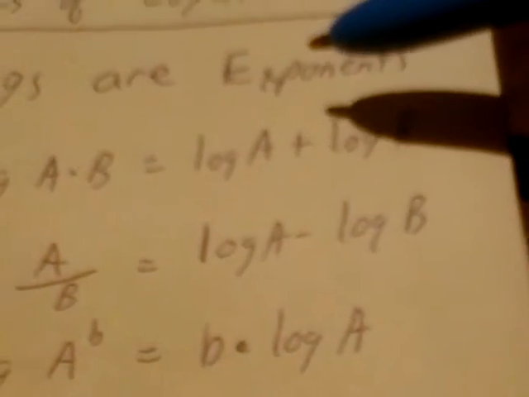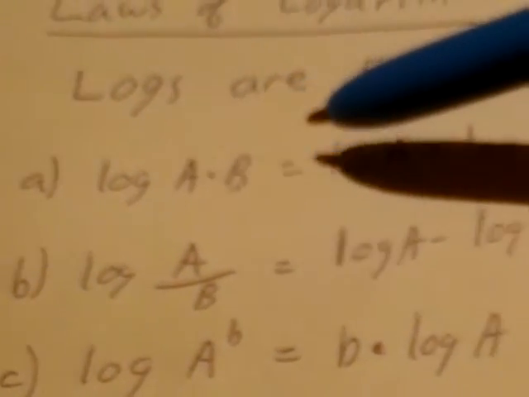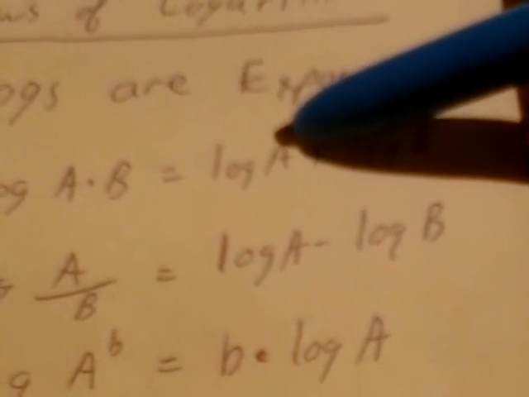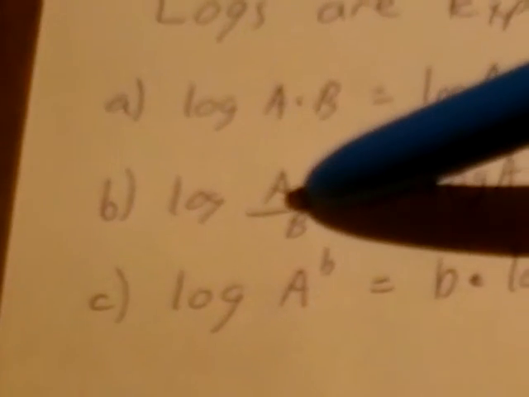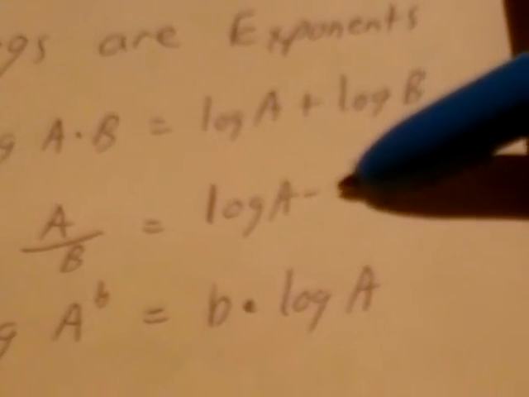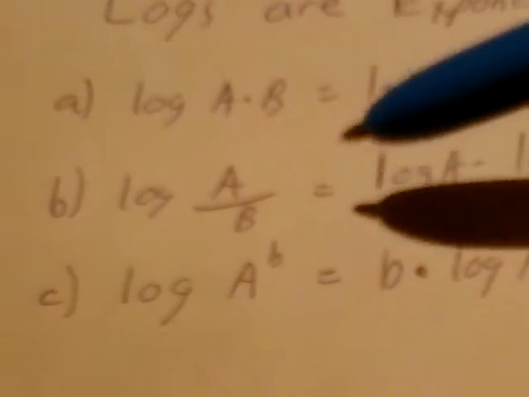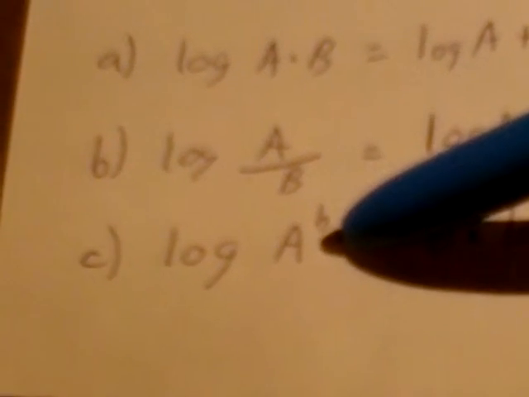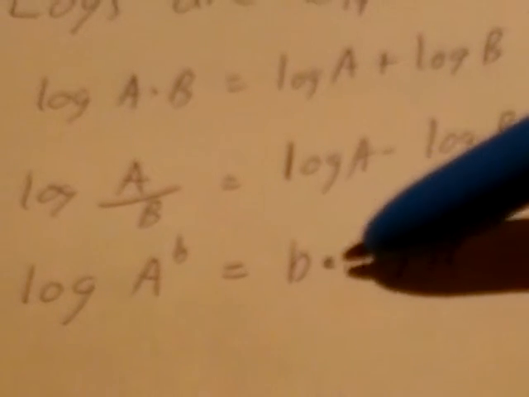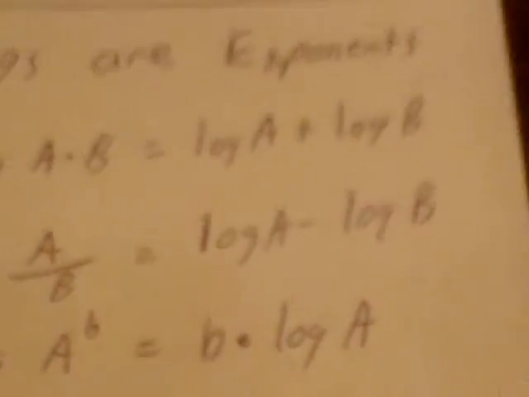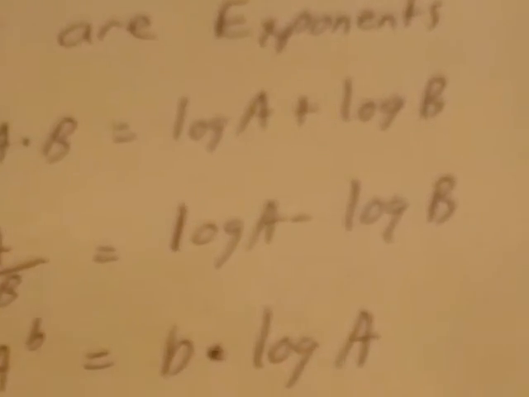So these are our 3 rules. When you multiply things, you add their exponents, so log a plus log b. When you divide things, you subtract their exponents, log a minus log b. And when you raise a power to a power, you multiply those two exponents, b times log a. So we're going to use these laws and properties to expand some expressions.